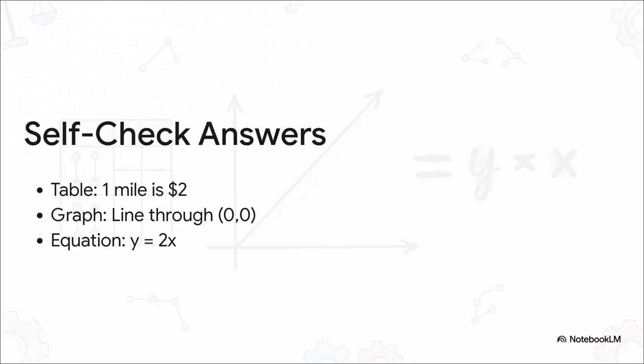And if you look at where x is 1, the y value is 2, which reveals our unit rate perfectly. Finally, putting the whole puzzle together, the equation is simply y equals 2x. The total cost y equals $2 times every mile x. If you got that, you have beautifully grasped the core of this entire lesson.